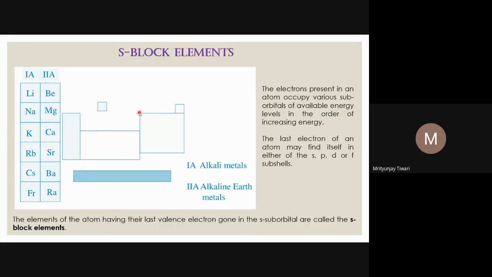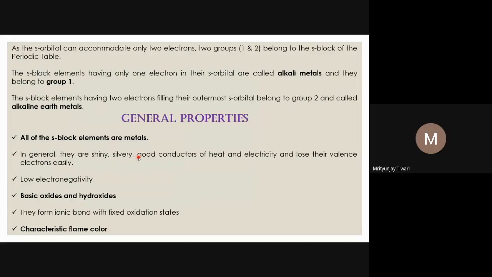Only the elements which belong to this diagonal, starting with boron and ending somewhere at astatine, are metalloids, and the elements on the upper portion of the p block are mostly non-metals. So very few elements are non-metallic, and most of the elements in the periodic table are metals.